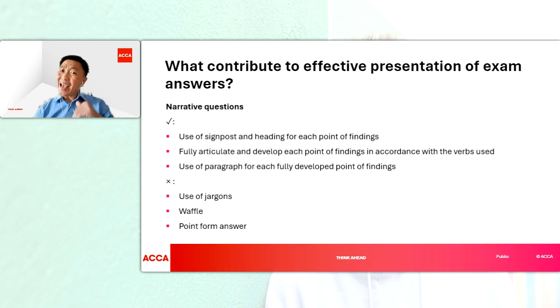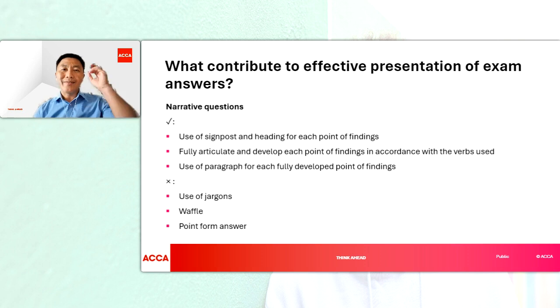Another extreme answering habit that you should try to avoid is putting your answer merely in point form layout. Students, when the question asks to discuss, comment, or explain, by merely putting a one-line point for an answer, ask yourself, did you really explain? Did you really discuss? You're not. You're simply just listing out the points. Listing is totally different from explaining or discussing.